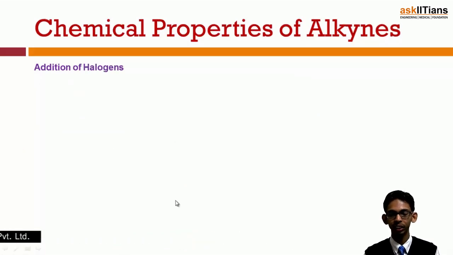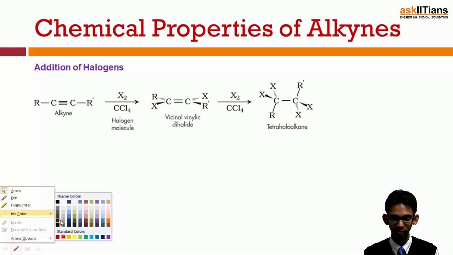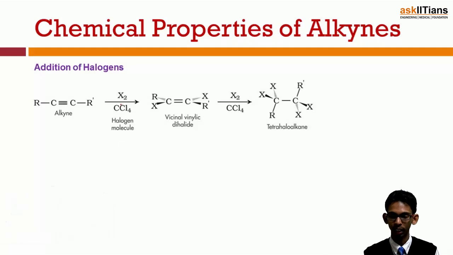Next reaction is addition of halogens. Again, this is a symmetrical alkyne, and in this case halogens like chlorine or bromine simply add to form vicinal dihalides, vicinal vinyl dihalides, and further halogenation results in the formation of tetrahaloalkanes.